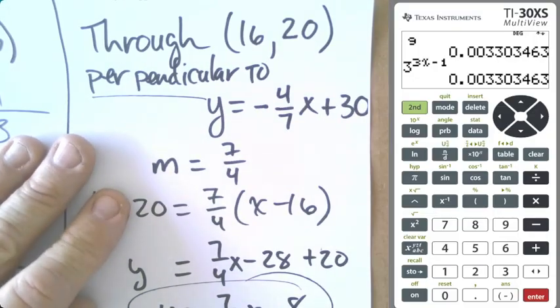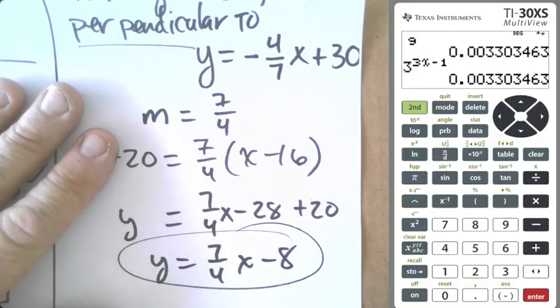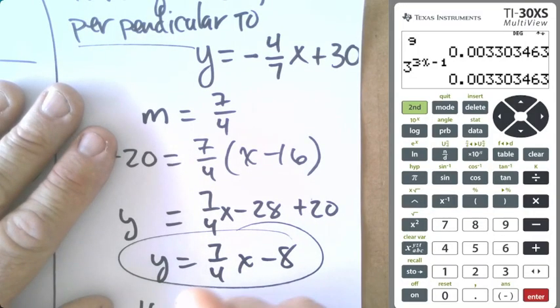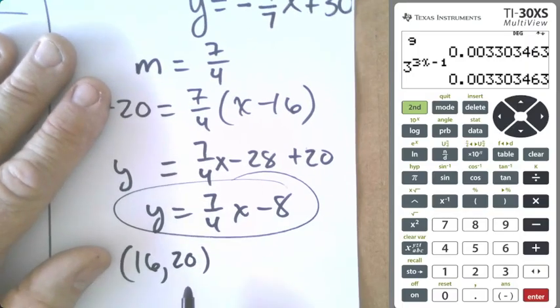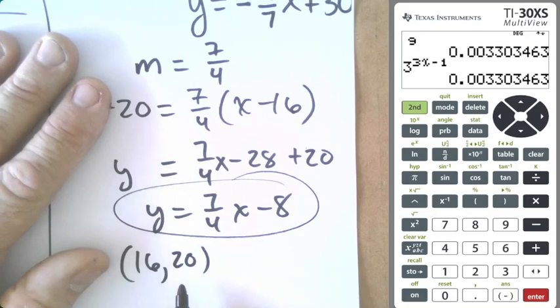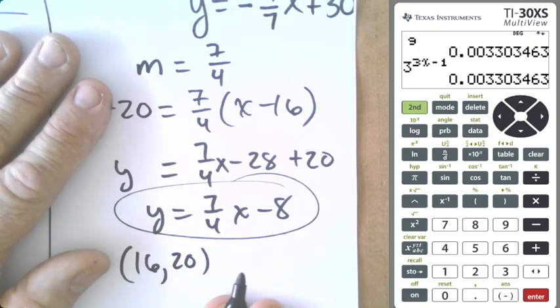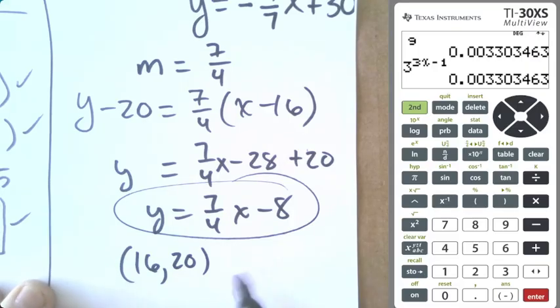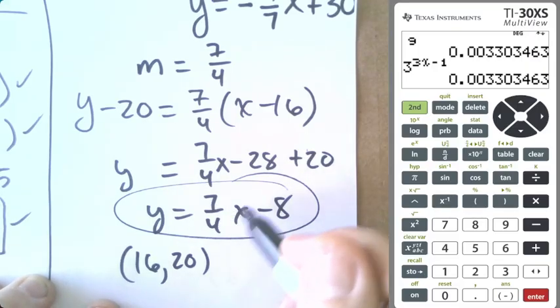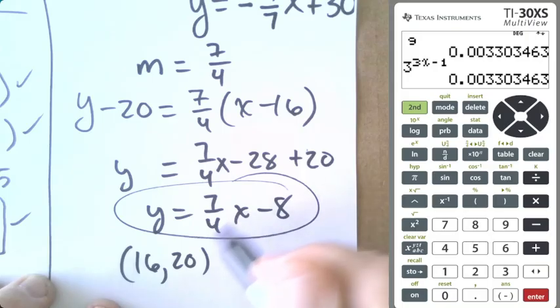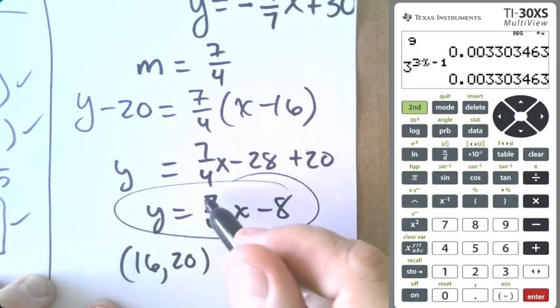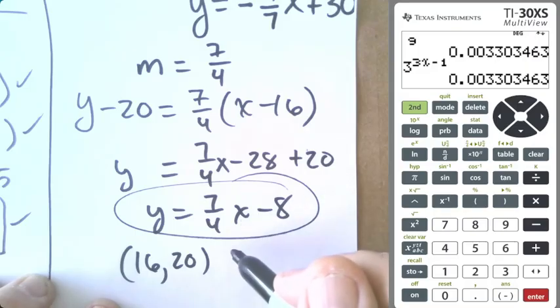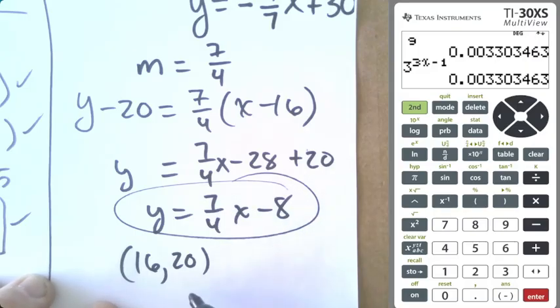Hey guys, how do I know it goes through the point (16, 20)? I can see it's got the right slope, but how do I know it goes through this point? That's right. 16 divided by 4 is 4. 7 times 4 is 28, and 28 minus 8 is 20. So when I give it 16, it gives me back 20, right?